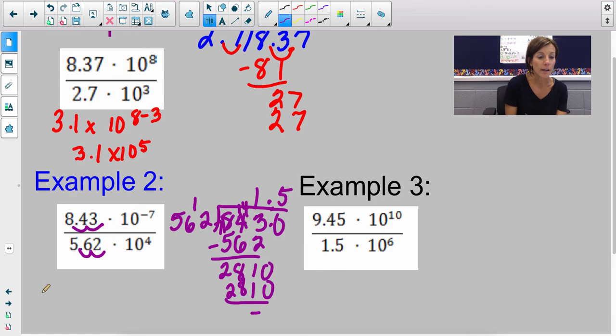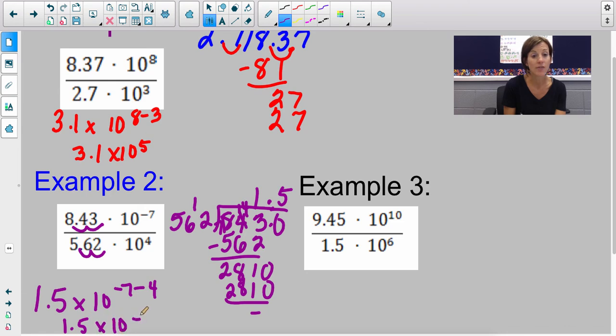Cool. All right, so 1.5 times 10 to the negative 7 minus 4. Ooh, that's tricky negatives. 1.5 times 10 to the negative 11th. I am leaving it negative. There you go. Don't forget, subtracting 4 is the same thing as adding a negative 4. That's how I got negative 11.